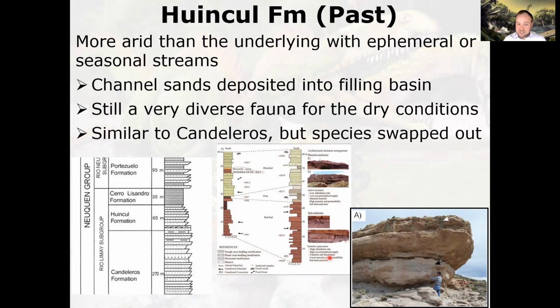We see channel sands and floodplains. And then as we go up, the basin sort of fills in. We see lower subsidence in the basin, lower sediment supply. The channels really start stacking on top of each other. And we also see that they're sort of bleached. So instead of being this reddish color, you start seeing this whitish color.